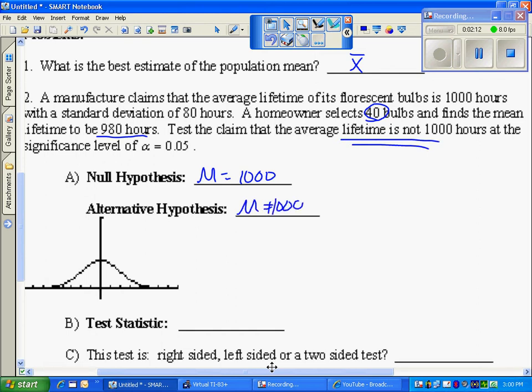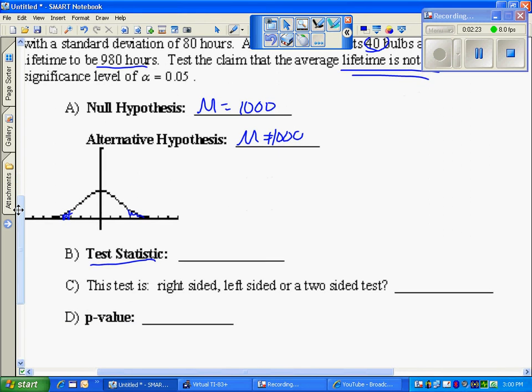So I'm going to find a two-sided test, and in order to find that probability or p-value, I need to know my test statistic. The test statistic is how far away I am from this 1,000 in terms of standard deviations. So 980 minus 1,000 is below, so I know I'm going to have a negative z-score. And because I'm looking at a sample, I need to take the population standard deviation and divide it by the square root of my sample size.